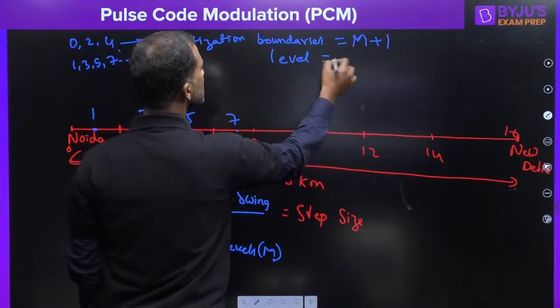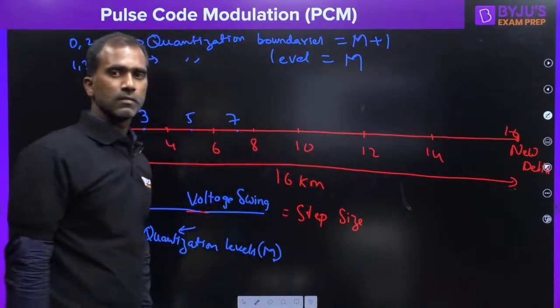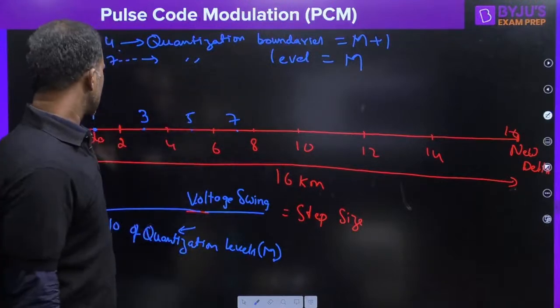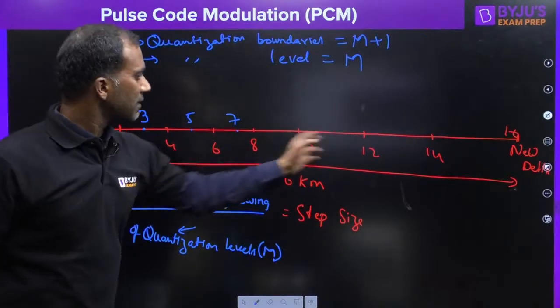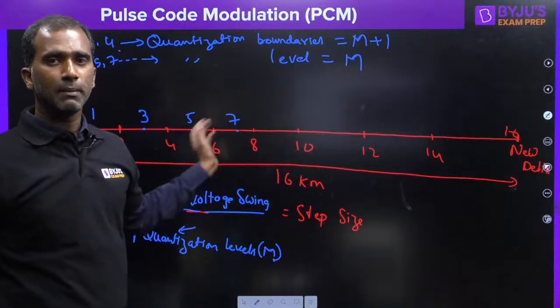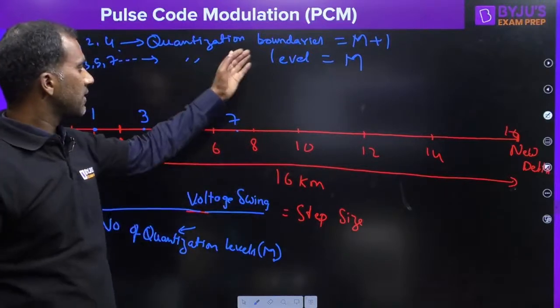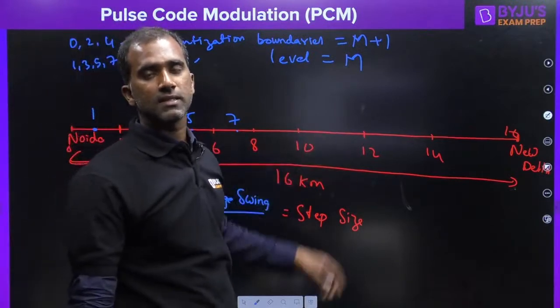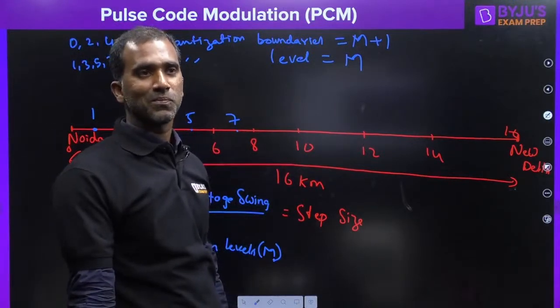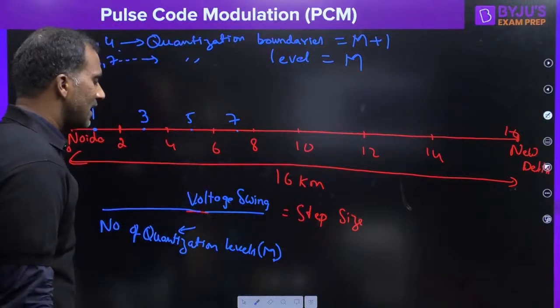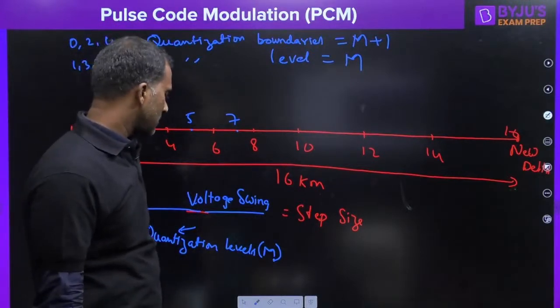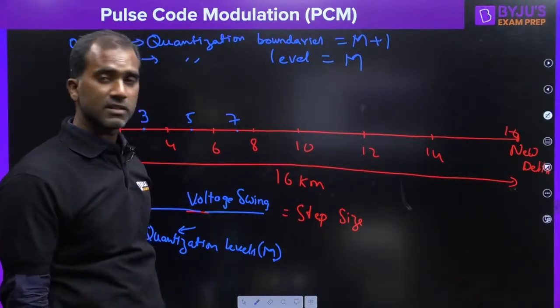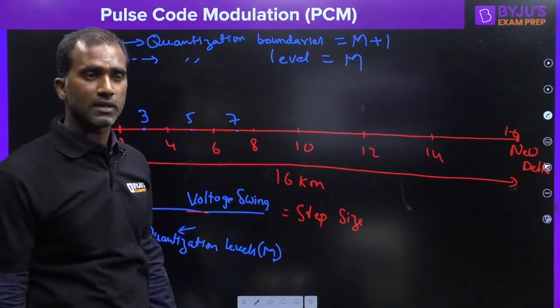How many quantization levels? Only M. Quantization boundaries will be 1 extra, because M plus 1 boundaries create only M midpoints, which is the number of quantization levels. This is how we design, the idea behind quantizer design. If you want to plot this as input versus output characteristics, we'll plot that in the next slide.